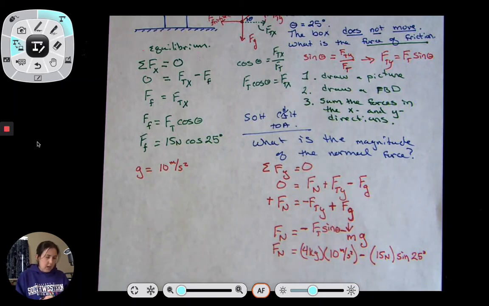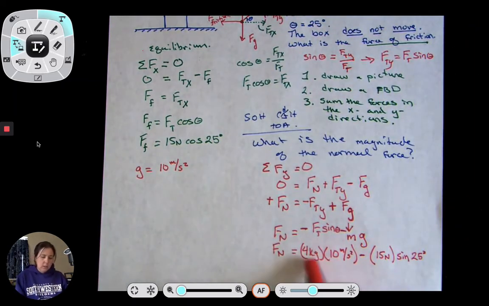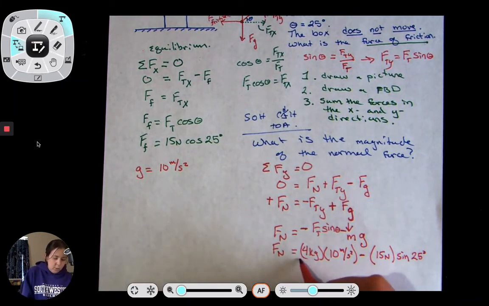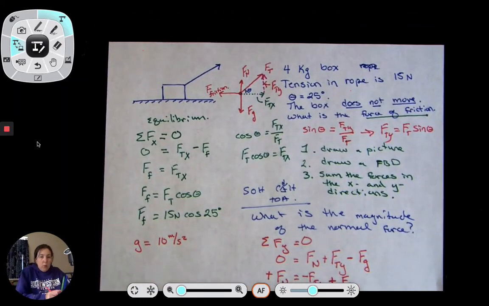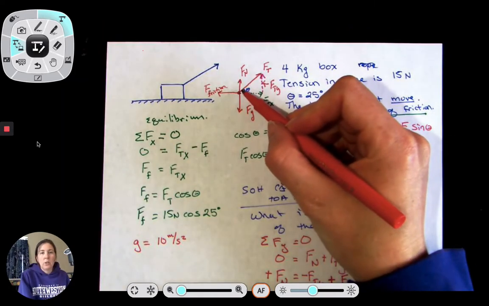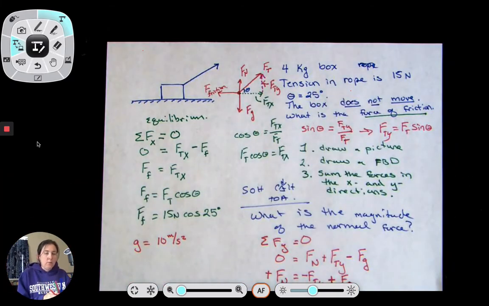Notice how when you're pulling up on this, this is going to be less. The force of gravity is going to be 40 newtons, and you're subtracting off some piece. And so the normal force, if I'm pulling up on an object, is actually going to decrease. If I push down on an object, the normal force will increase.